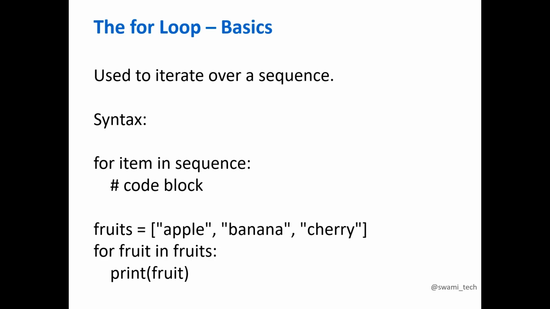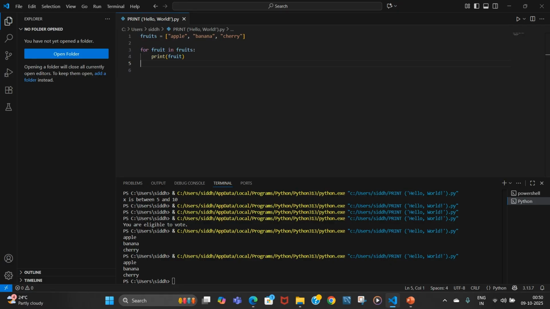The for loop is used to iterate over a sequence of items such as a list, a string, or a range of numbers. Each item in the sequence is accessed one by one, and the code inside the loop is executed for every item. So let's check with an example.